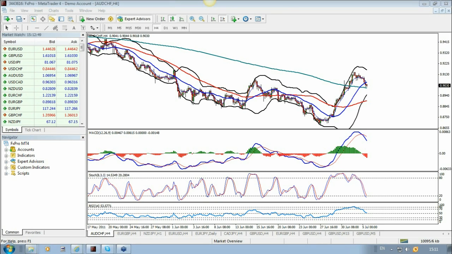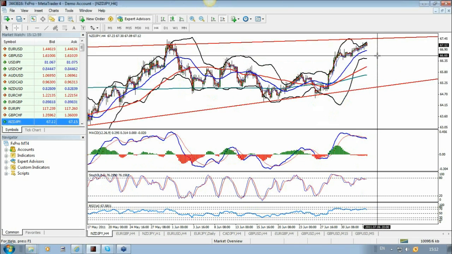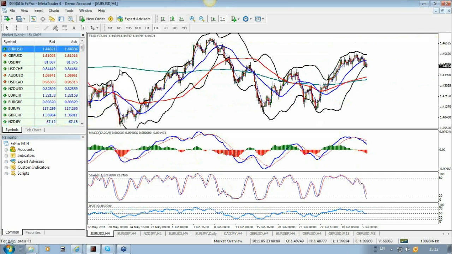New Zealandian Yen has hit open target. Yes, still open target. Still alive. It was very close to stop loss here. Still alive. Let's see. It's reduced risk anyway. So no worries about that.